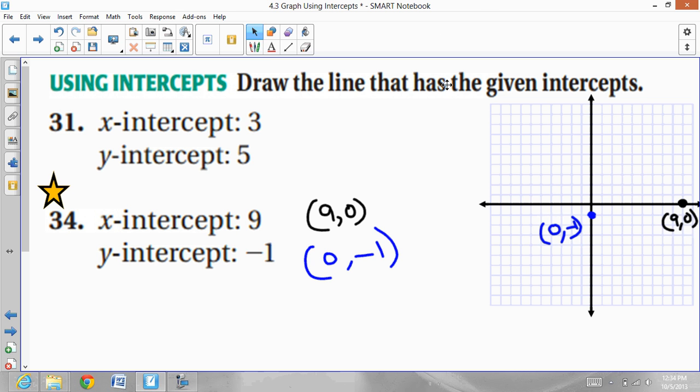Now, if you connect these 2 points, let me fix this. Your graph is going to look like this.